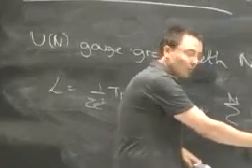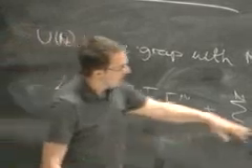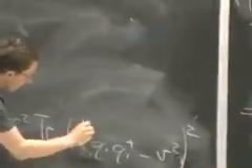Okay, so this is the Lagrangian. I goes from 1 to NF. Each of these is in the fundamental representation of the gauge group. Let me call this UNC, actually. You should recognize this as the D term from supersymmetry.